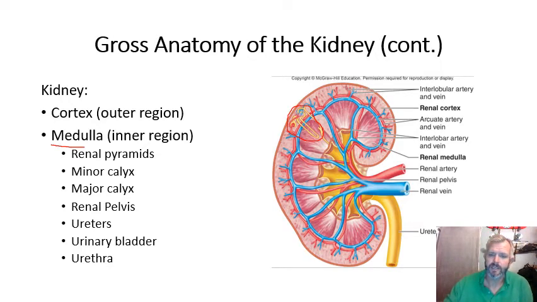But that's the gross anatomy. Again, we'll look at this. This is where the urine is formed, and we'll get to actually voiding reflexes, and then we're going to get into this structure here, the nephron, where it all takes place.